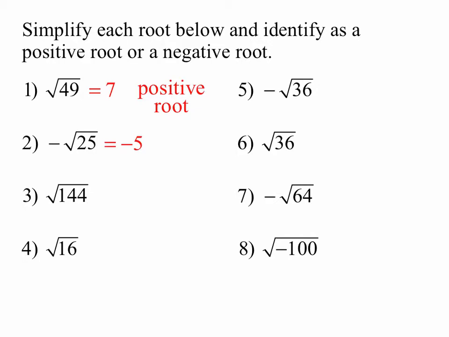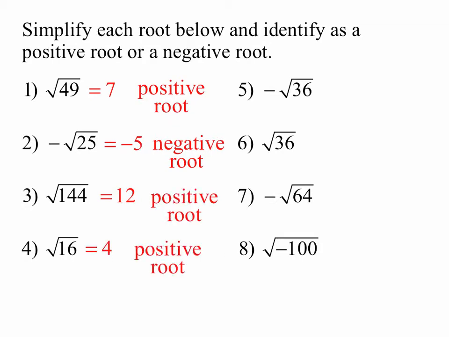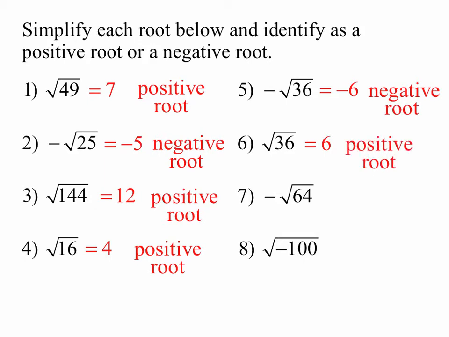All right, now check your work. Number 3, you should have gotten a positive root, and it should be 12. Number 4 is 4, and it's a positive root. Number 5 is 6, and it's a negative 6, a negative root. Number 6 is positive 6, and it's a positive root. Number 7 is negative 8, and it's a negative root.